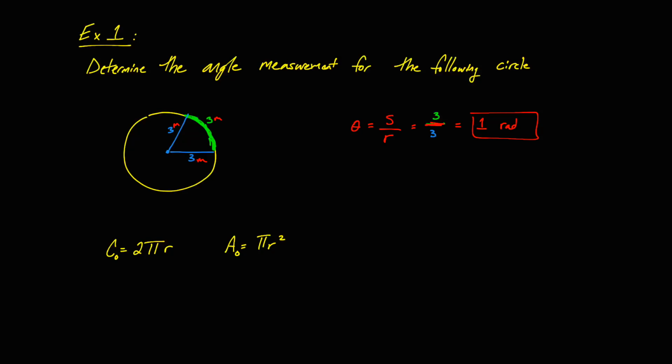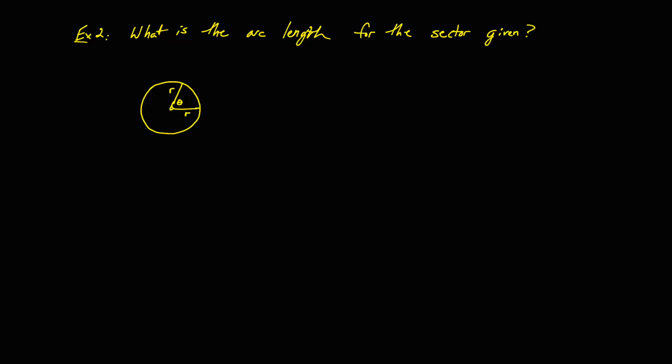So with those givens, let's try to answer the following. What is the arc length for the sector given? Now, giving you a new word, sector. A sector is what I like to call the pizza pie, or a slice of a pizza pie. So that would be this area here. We need more information, so what's theta? Theta in this case is going to be 1.2 radians, and r is simply going to be 10 centimeters.